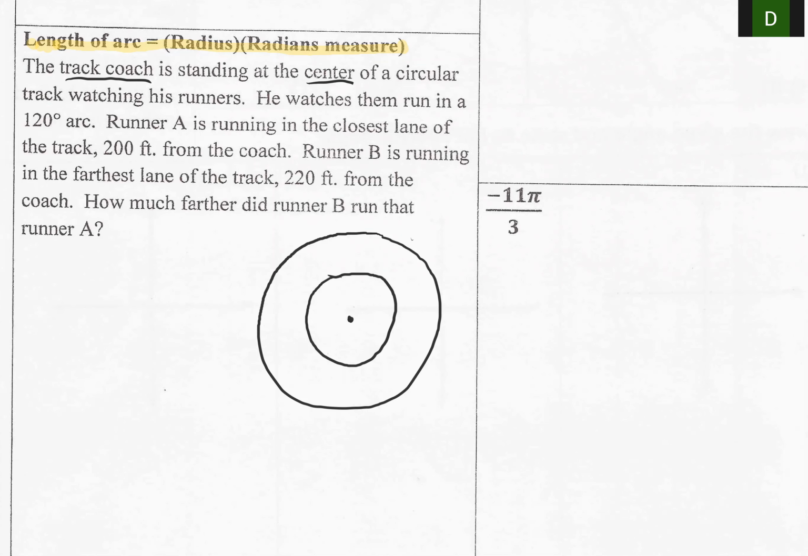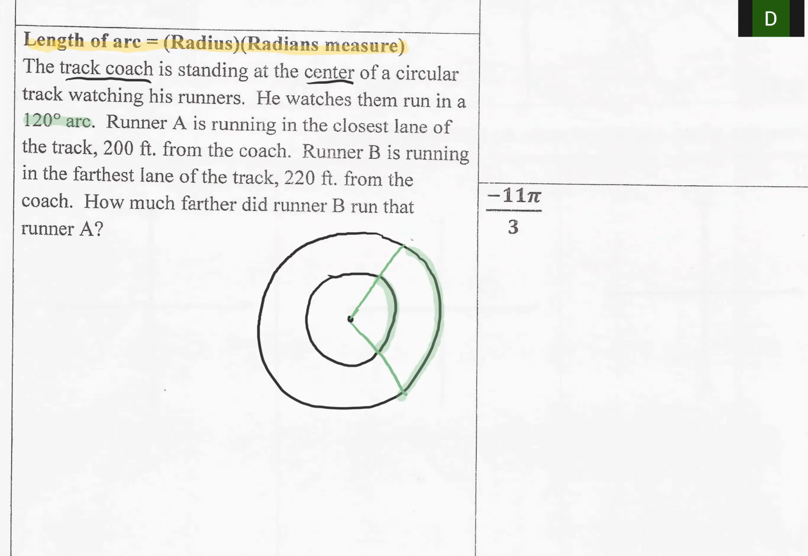So it says he watches them run in a 120-degree arc. So 120 degrees, that's 1/3 of a circle. It's 1/3 of 360. I'm just going to try to estimate 1/3 of a circle. So about right here. And this would be 120 degrees for the small circle. So next I'm going to draw his field of vision. So he's looking this way. He watches them run at 100 degrees. So it looks like this.